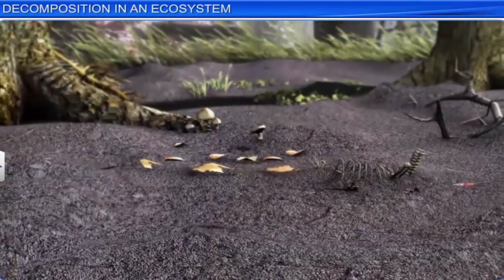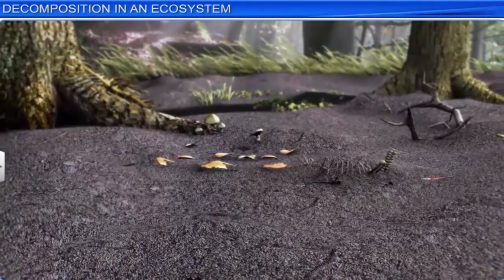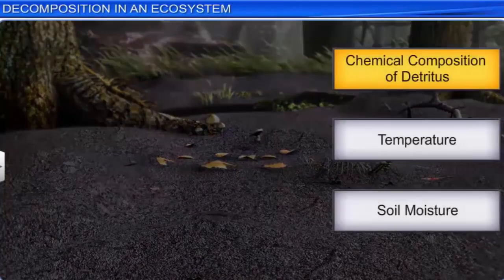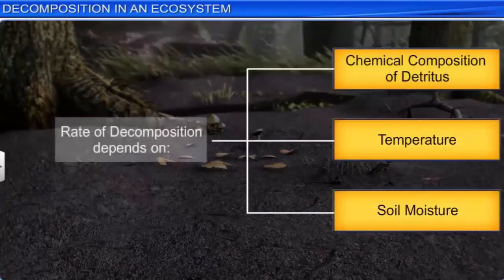However, the process of decomposition is affected by several factors. It is primarily an oxygen-requiring process, and the chemical composition of the detritus, along with climatic factors such as temperature and soil moisture, affect the rate of decomposition.